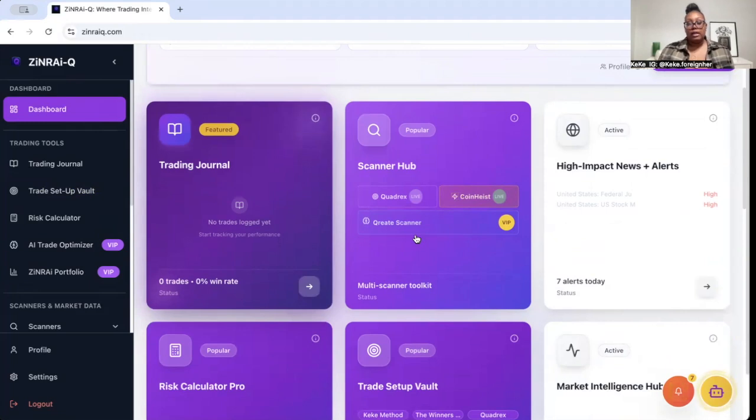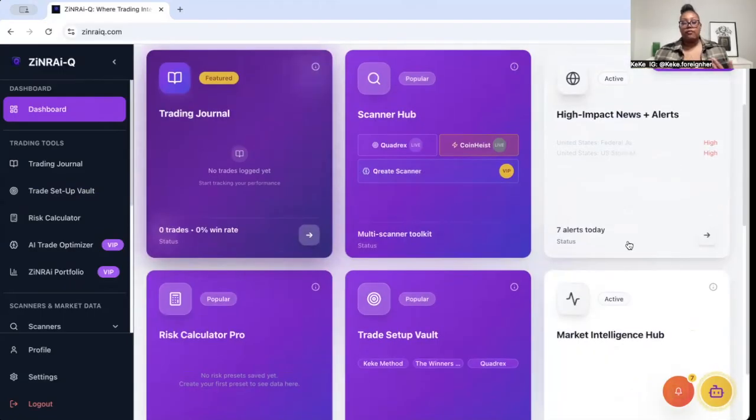Okay. Coin Heist reads the crypto market, and it's generally the same thing. It's going to give you these executed trades in the crypto space. All right. And then we have another scanner coming, so stay tuned for that. But honestly, already as a first launch, you have access to so many things, right? Here we see high impact news, any type of news that's going to affect the markets. As opposed to having like 17 tabs open like we normally do as traders, we have a one-stop shop, literally. ZiNRAi Q is a hub. It's honestly exactly that.